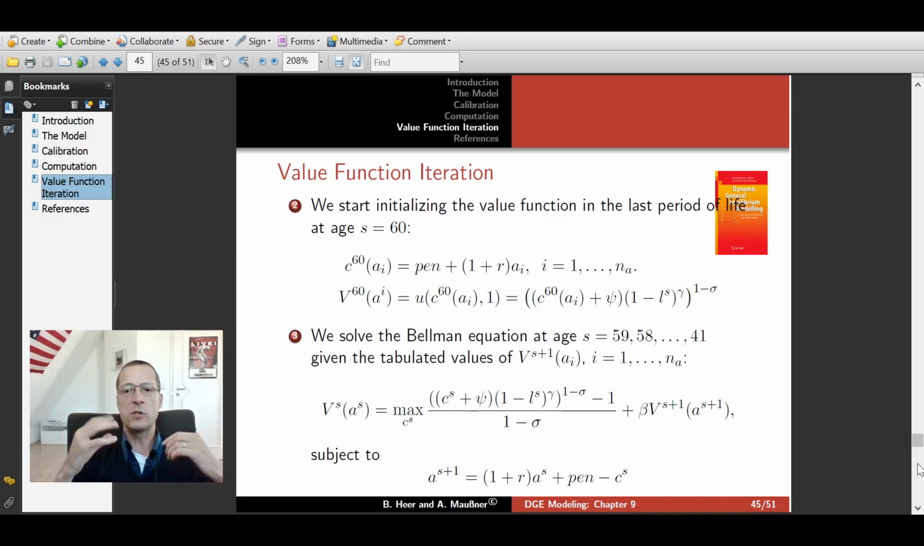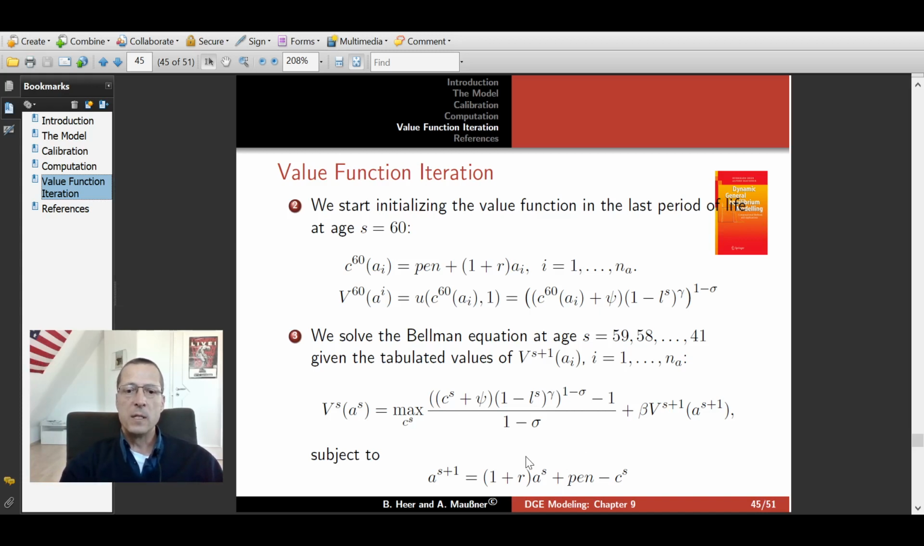Now we go back to age 59. Therefore, we look at the Bellman equation. That's the next to the bottom equation here on slide 45. And we notice that our value at age s is simply instantaneous utility at age s plus the discounted value at age s plus 1. So for the 59-year-old, s equal to 59, we have instantaneous utility at age 59 and the tabulated value of V60 that we just looked at.